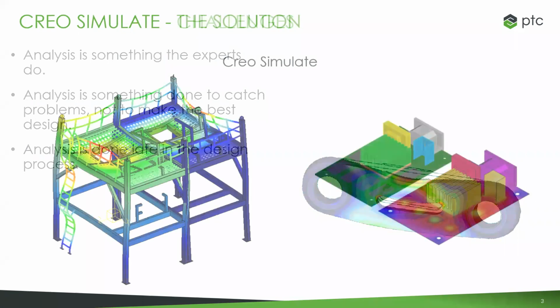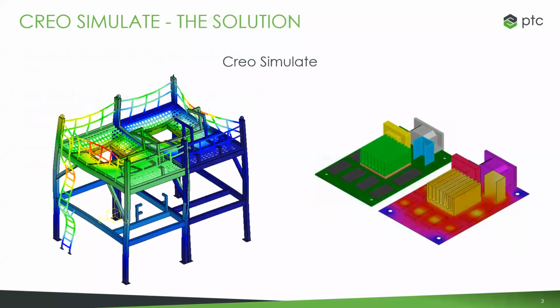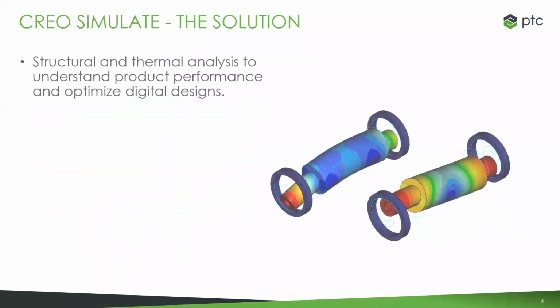And this is really what Creo Simulate allows us to do. This is PTC's traditional analysis tools for taking the things that we're designing and truly starting to understand the changes that we're making while we're making them, and really help to find the best possible solution at the end of the day. So things like structural, thermal, vibrational analysis tools, helping us to truly understand how our models are performing and beginning to work more towards an optimal solution.